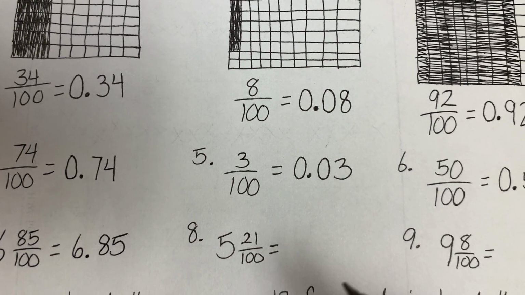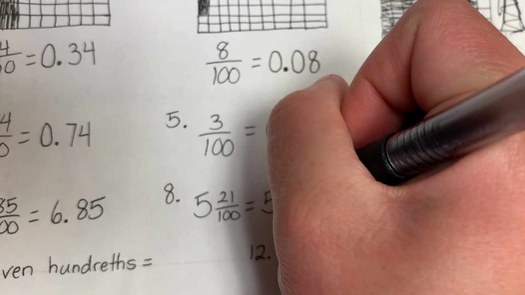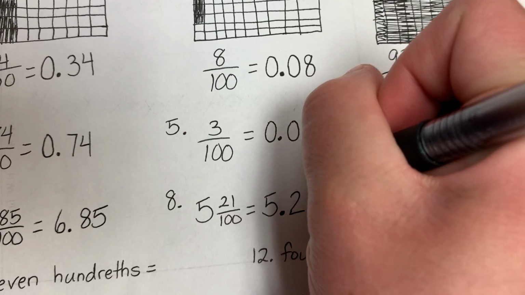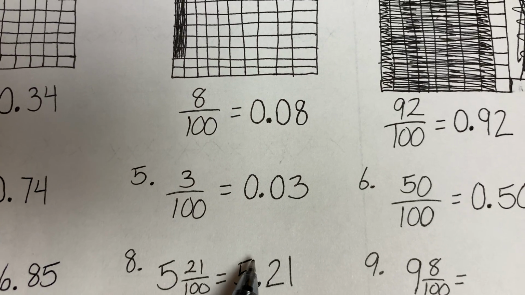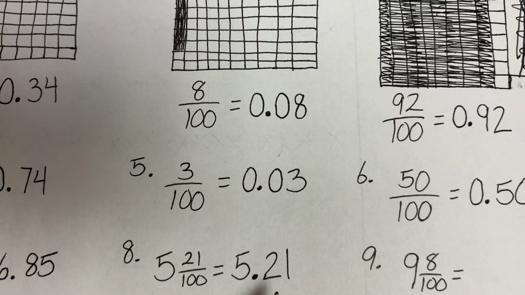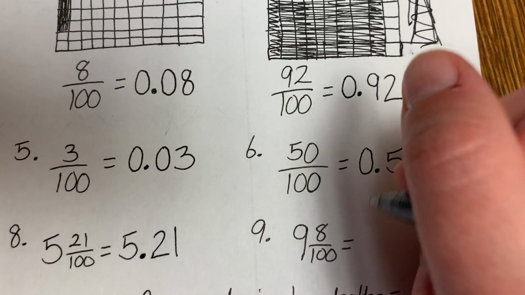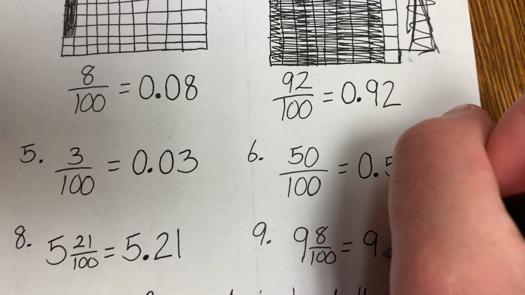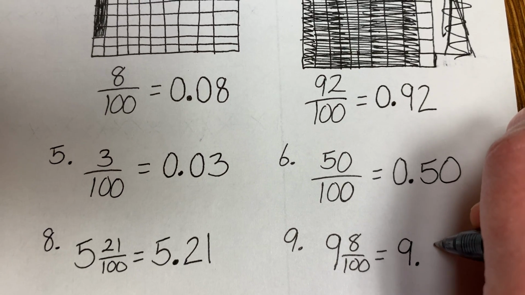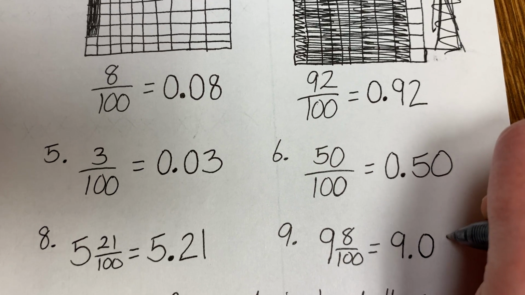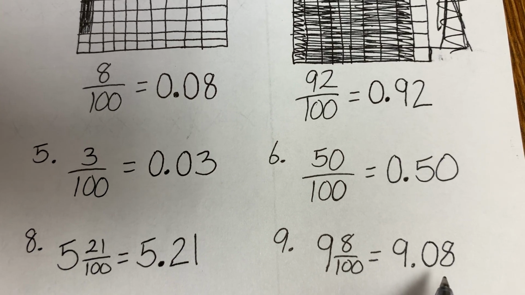Number 8, 5 and 21/100ths is equal to 5.21. Okay, so that means you have 5 whole pieces and 21/100ths of another piece. Number 9, we have 9 and 8/100ths, which would look like 9 point. Remember, this is out of 100, not out of 10, so we need a 0 in the tenths place, 8 in the hundredths place. So 9 and 8/100ths equals 9.08.